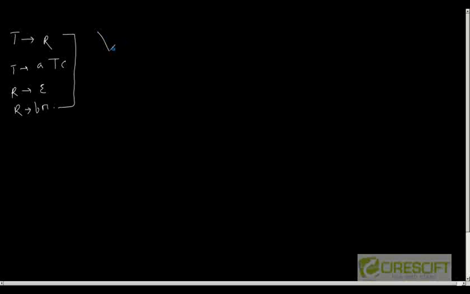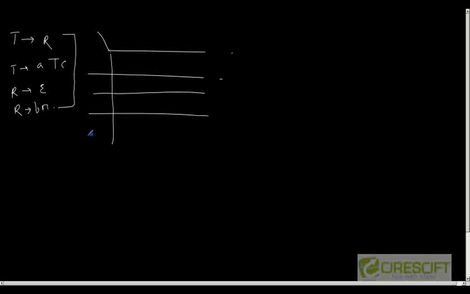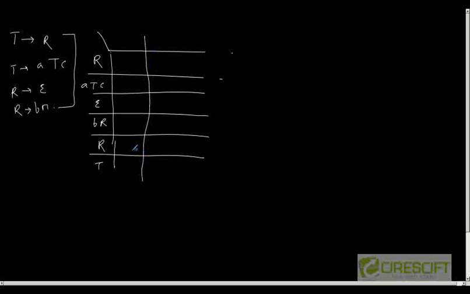So let me create a table. The first is suppose R, second is aTc, third is epsilon, fourth is bR, and you can have the left hand side sequences, that is R and T. Initially the first of all these sequences will be phi. It does not contain anything.